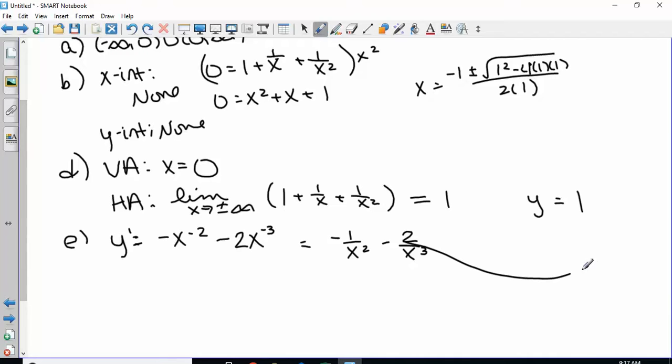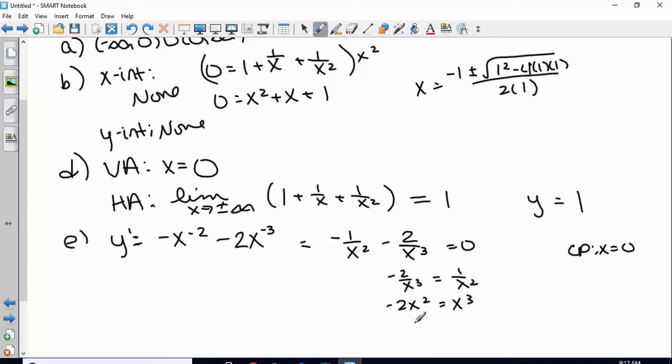We're trying to figure out where this is 0 or undefined. So where is it undefined? Can you tell me that? At 0. So we already know we're going to have a critical point when x is 0. Let's figure out when this thing equals 0. So we could add over one of them, cross multiply. If you divide by x squared, you get x to be negative 2. So my critical points are 0 and negative 2.